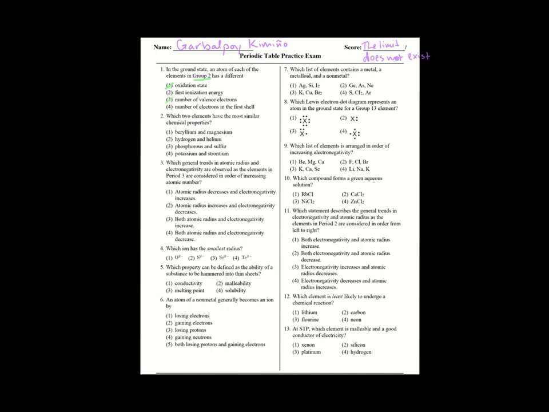So first ionization energy you could actually look up on table S, and you'll see that each of them are different. So each element itself has its own different first ionization energy. Now let's see why number 4 is not an option. Number of electrons in the first shell. So that's the inner ring of electrons, the inner shell, the one closest to the nucleus. And every element in the periodic table could only hold 2 electrons max in that first shell.